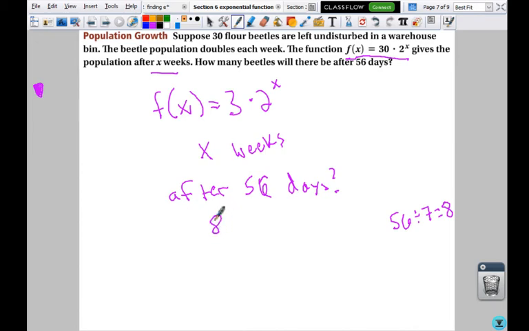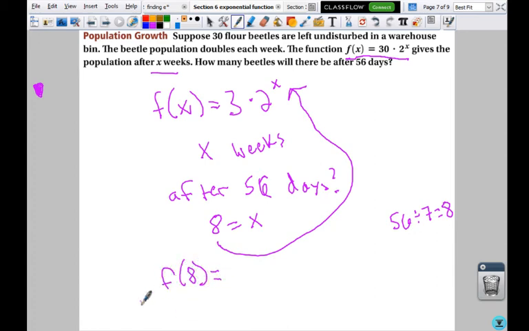So, we are going to say 8 equals x. And all we need to do is take this 8 for x and plug it in right here. Even though it's a story problem, it's really not that intense. So I'm plugging in 8 for my x. So I'm going to say f of 8 equals, remember, this is a function. Whatever number we plug in for x, we write here in the parentheses. So f of 8 equals 30 times 2 to the 8.